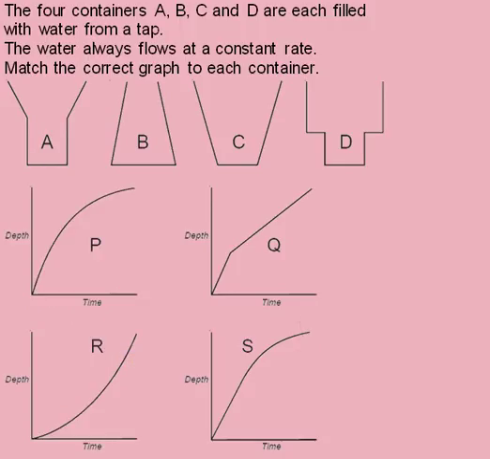Now that we understand about the different types of containers, it's fairly straightforward to do this question. We can see that this one here looks like the container we've just dealt with, so it matches with this curved graph here. So we have B and R. This one also looks like one of the containers we've just looked at, and this matches this curved graph here. So we have C and P.